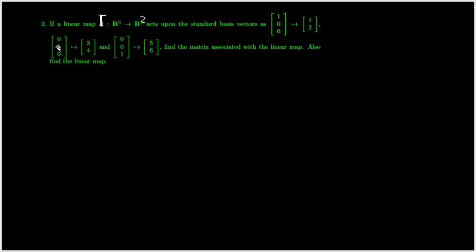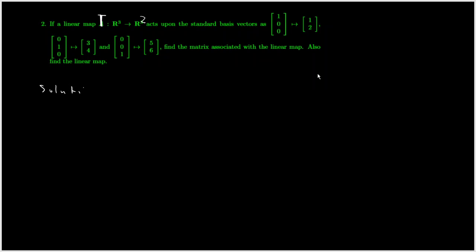In this particular case, we have 3 standard basis vectors in R3, right? So that's (1, 0, 0). Using the notation we used before, that's i, that's j, that's k. If we are given the outputs of i, j, and k, then we can determine the linear map. So that's the whole idea. Now the solution.